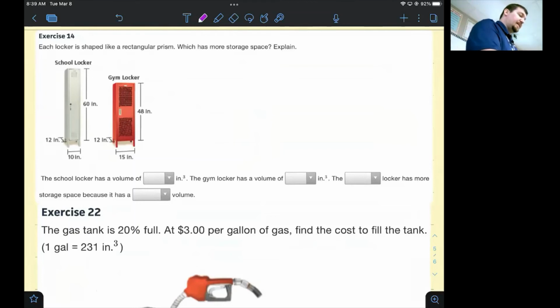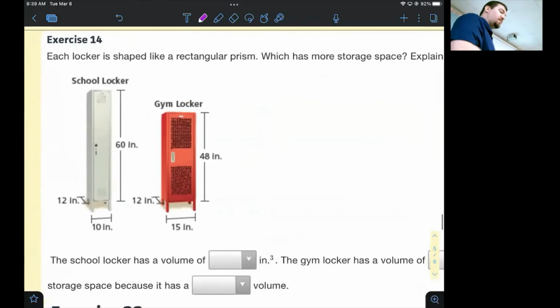So for number 14, it says, each locker is shaped like a rectangular prism. Now this should look familiar to you, right? A school locker, you guys use that every day. And for those of you in gym class, maybe your lockers aren't that big, but I know in the South Gym locker room, those lockers look similar to that, except they're only cut in half, a little bit smaller space, and the red color is kind of the gym. For whatever reason, that seems to be the color of a gym locker. In my high school, we had red as well, even though our school colors were blue.